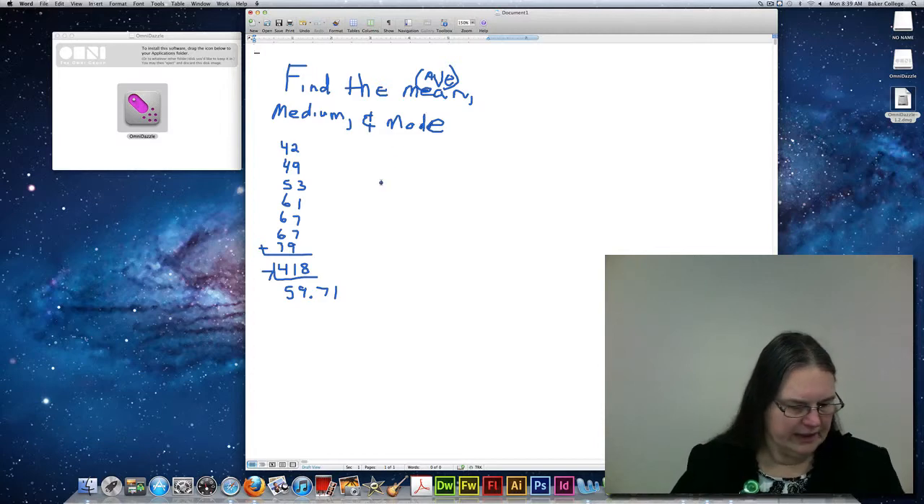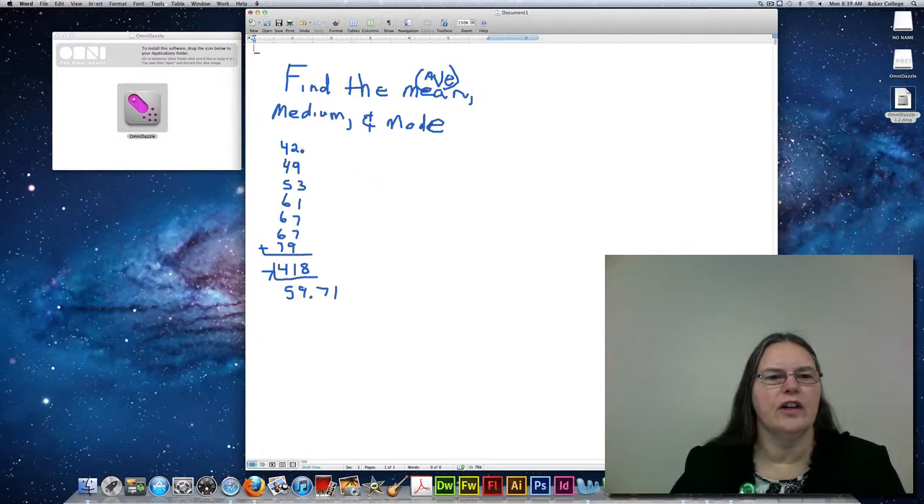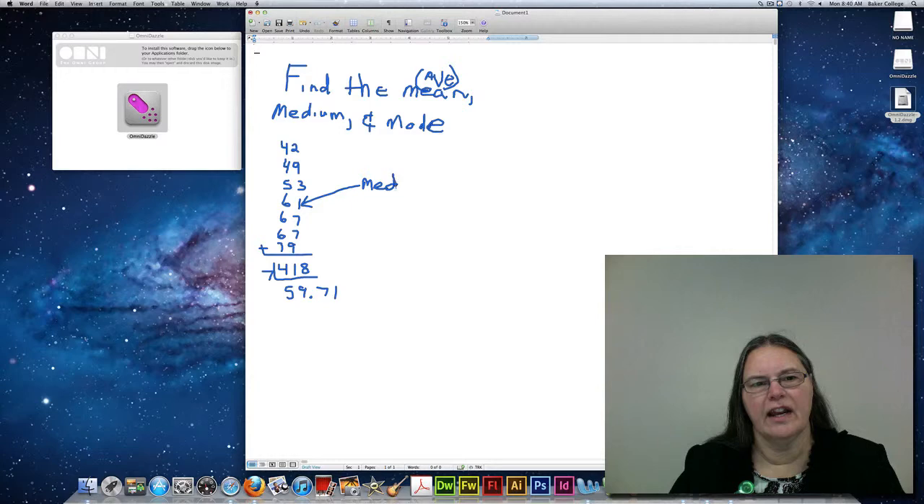The next thing we need to do is find the median. The median is the actual physical middle of the problem. So if you count, there's 7 of them, so the fourth number has to be the actual middle. So 1, 2, 3, 4. So 61 is the actual middle of the numbers, and that's our median. It's the physical middle, it's not the average.